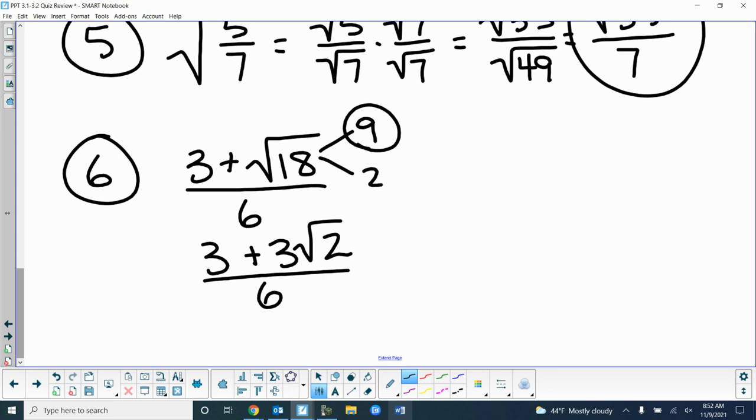Okay. So I divide 3 into all of those. So 3 divided by 3 is 1. And 3 divided by 3 is 1. You can put the 1 like I'm doing, or you don't have to, in front of the radical. And 6 divided by 3 is 2. So there's our final answer for that in simplest form. Okay? We simplified completely.